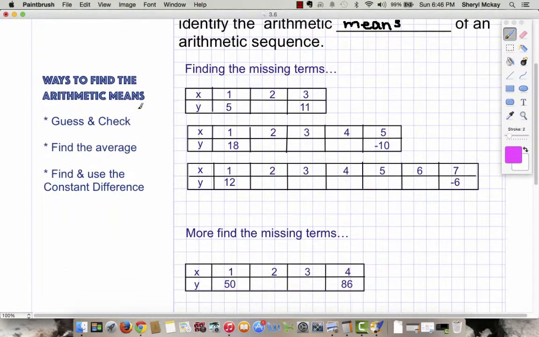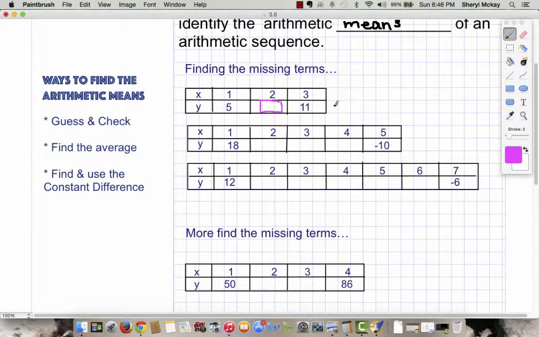It says find the missing terms. So here I have a sequence. I have 1, 2, 3 are my 3 terms. First term, second term, third term. I have 5. I have a blank, and then I have 11. So this is an arithmetic sequence, and my question is, what goes in this missing blank? What is the missing term? See if you can figure it out, and then write it in there.